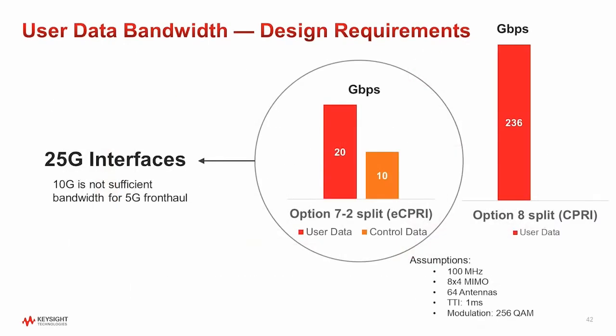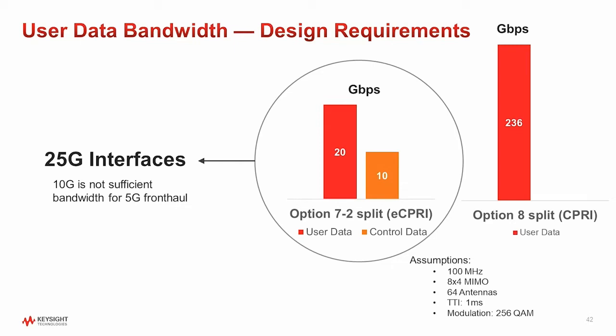Now, looking at the specific radio scenario and comparing the bandwidth required by different option splits, the 5G eCPRI scenario shown here has a requirement of 20 gig of user data and 10 gig of control data. This is one of the example scenarios, I would say the most common scenario. In most cases, the bandwidth requirements are going to be in a similar range for the transport network. The 5G fronthaul switch manufacturers are therefore looking at 25 gig interfaces for the best utilization of the pipe.